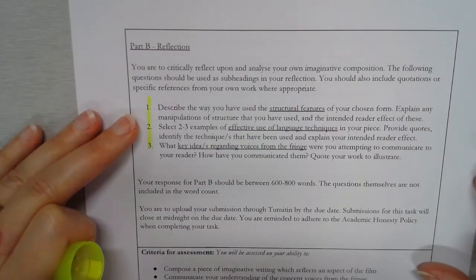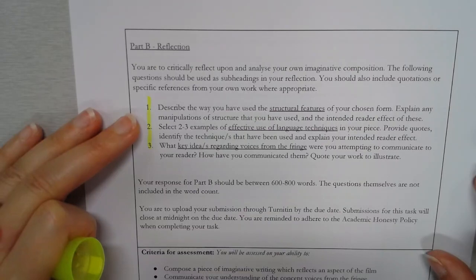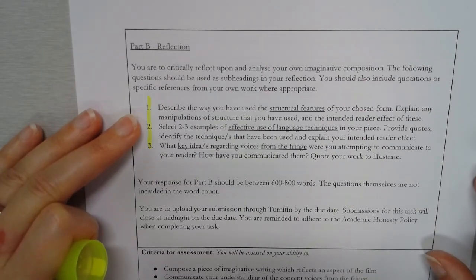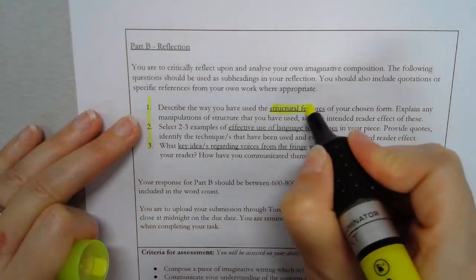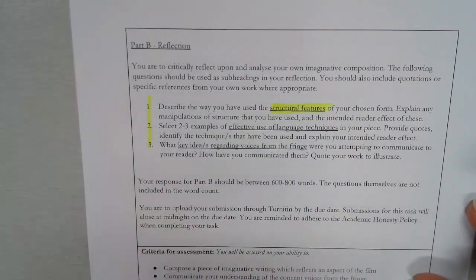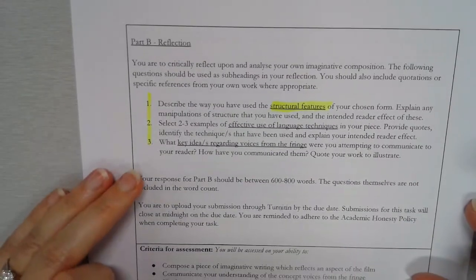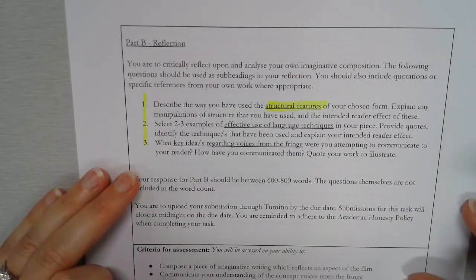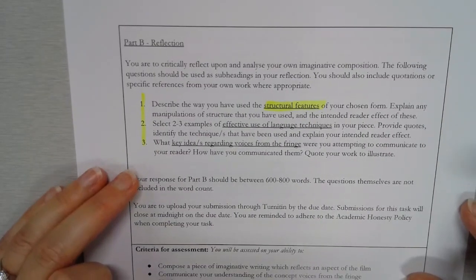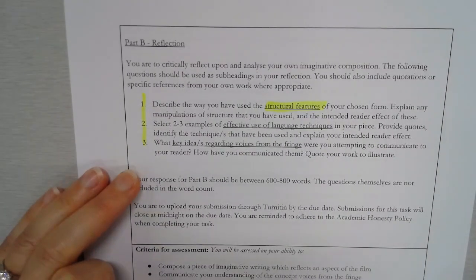So the first question says, describe the way you have used structural features for your chosen form. Explain any manipulations of structure that you have used and the intended effect of these. So thinking about the structural features of a narrative, if you chose to do a narrative, what features have you employed in terms of structuring your narrative? Have you written your piece within first-person narration? And what effect does that create? Have you used flashbacks or flash forwards? Have you used some diary entries or some letters within your piece of imaginative writing?